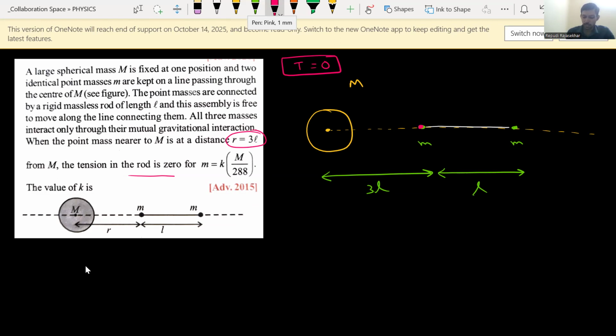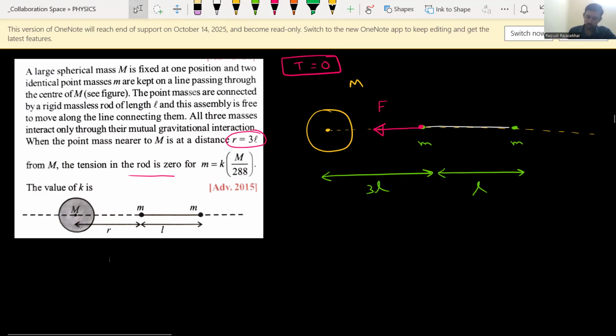Capital M, this spherical body wants to attract this particle mass towards its side. Gravitational force is always attractive in nature, right? So this capital M wants to attract the small particle towards its side. Let us take this force, I am writing as F, and this small m wants to attract this particle, right?